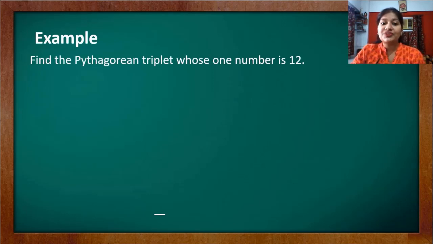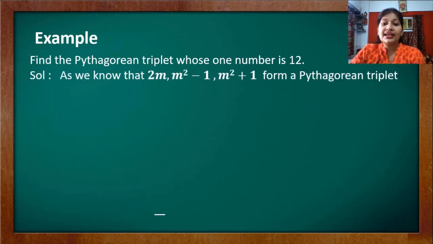Find the Pythagorean triplet whose one number is 12. So basically you have to find the remaining two numbers which will form a Pythagorean triplet. So how will we start the solution? As we know, if three numbers are in a Pythagorean triplet, they should follow this sequence. Clear?